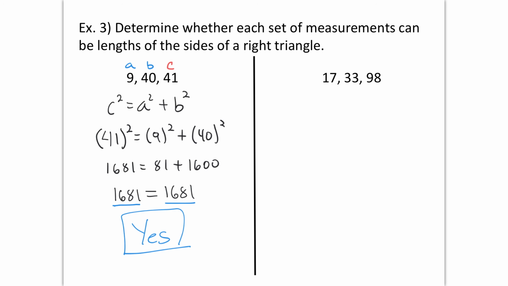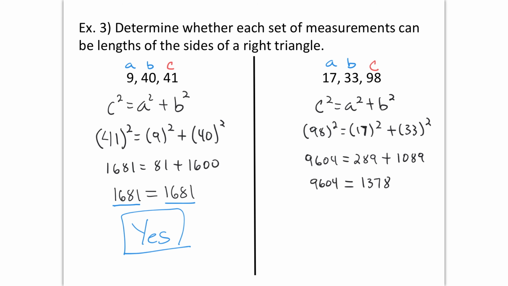Let's look at the one on the right side, the three measurements, 17, 33, and 98. The longest side is going to be my hypotenuse, which is C. The shorter one is going to be A, and the third one is going to be B. I'm going to write down my formula, the Pythagorean Theorem, and I'm going to substitute into the theorem. So you have to be careful where you substitute. Make sure you know which one is your hypotenuse, your C variable. So the longest one is going to go into C. We have 98 squared equals A is the shorter one, 17 squared, and B is the other side, 33 squared. You're going to simplify both sides of the equation.